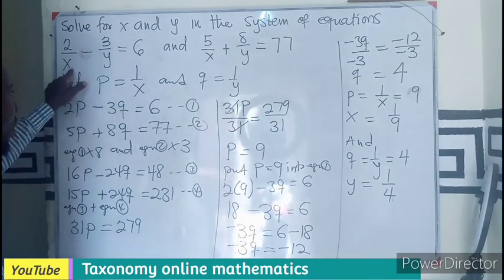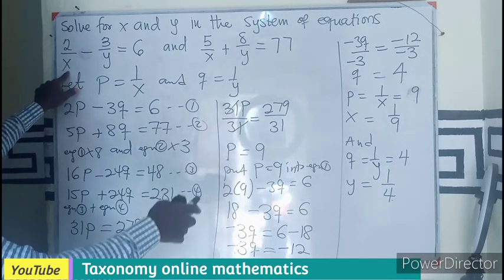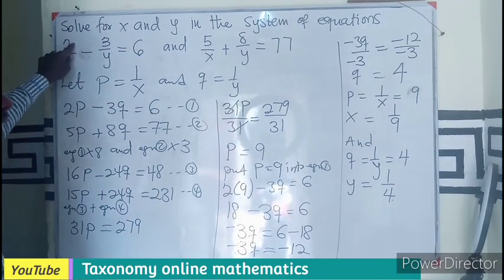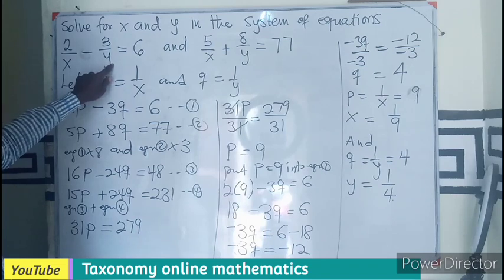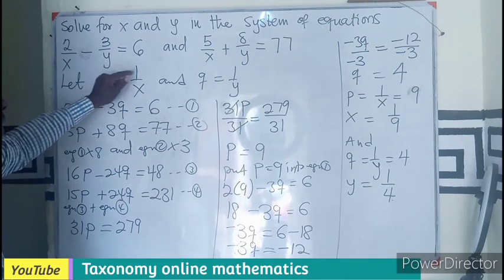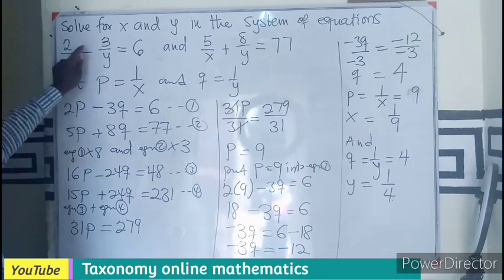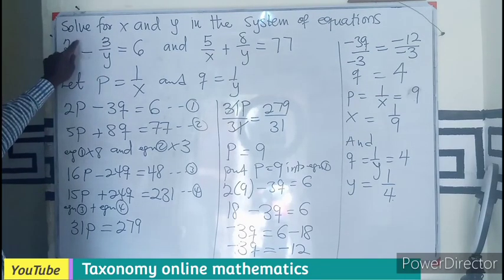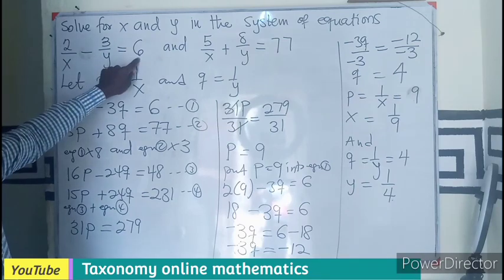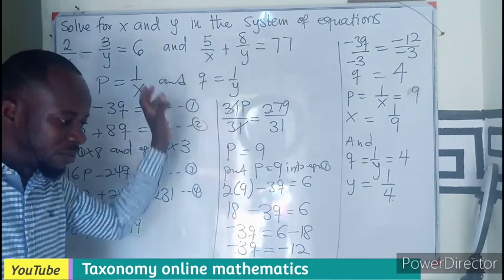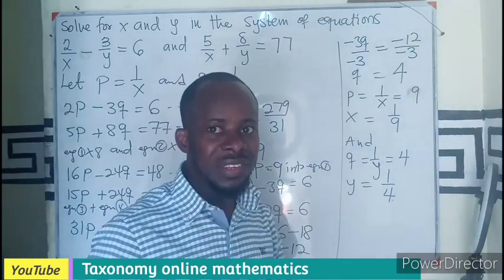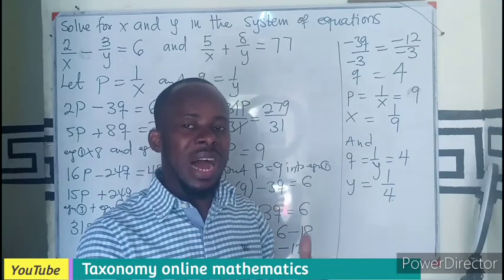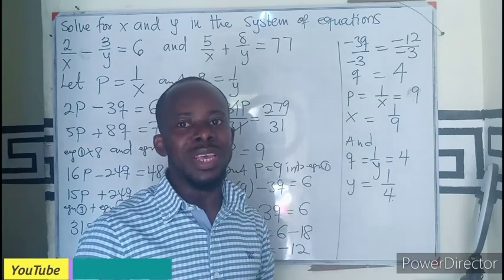If you put them back into it, this is a fraction, so the 9 will go up to multiply to give you 18. This is going to be a fraction, so the 4 will go up to multiply. So we're going to have 18 minus 12, that will give you 6. Then similarly, you do the same for the second equation. You can see that y being 1 over 4 and x being 1 over 9 satisfies the two equations.